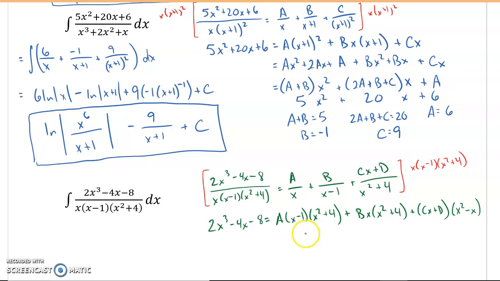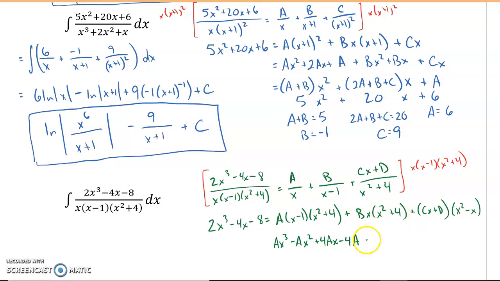So yeah, we got to expand it out, right? We've got x cubed times A, which is Ax cubed. Our x squared term is negative x squared, so it's negative Ax squared. Our x term is 4x, so this is 4Ax. And then our constant is negative 4, so negative 4A.